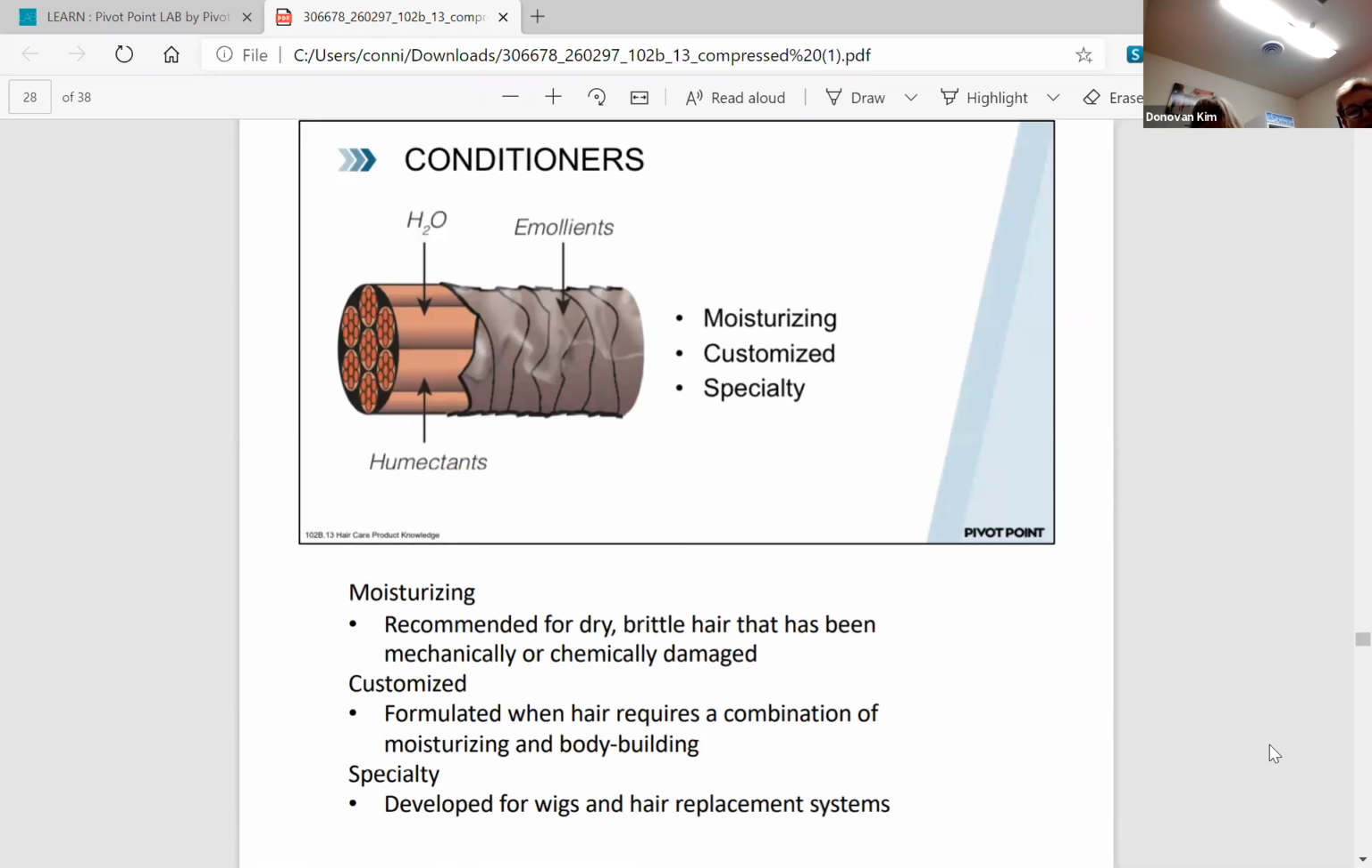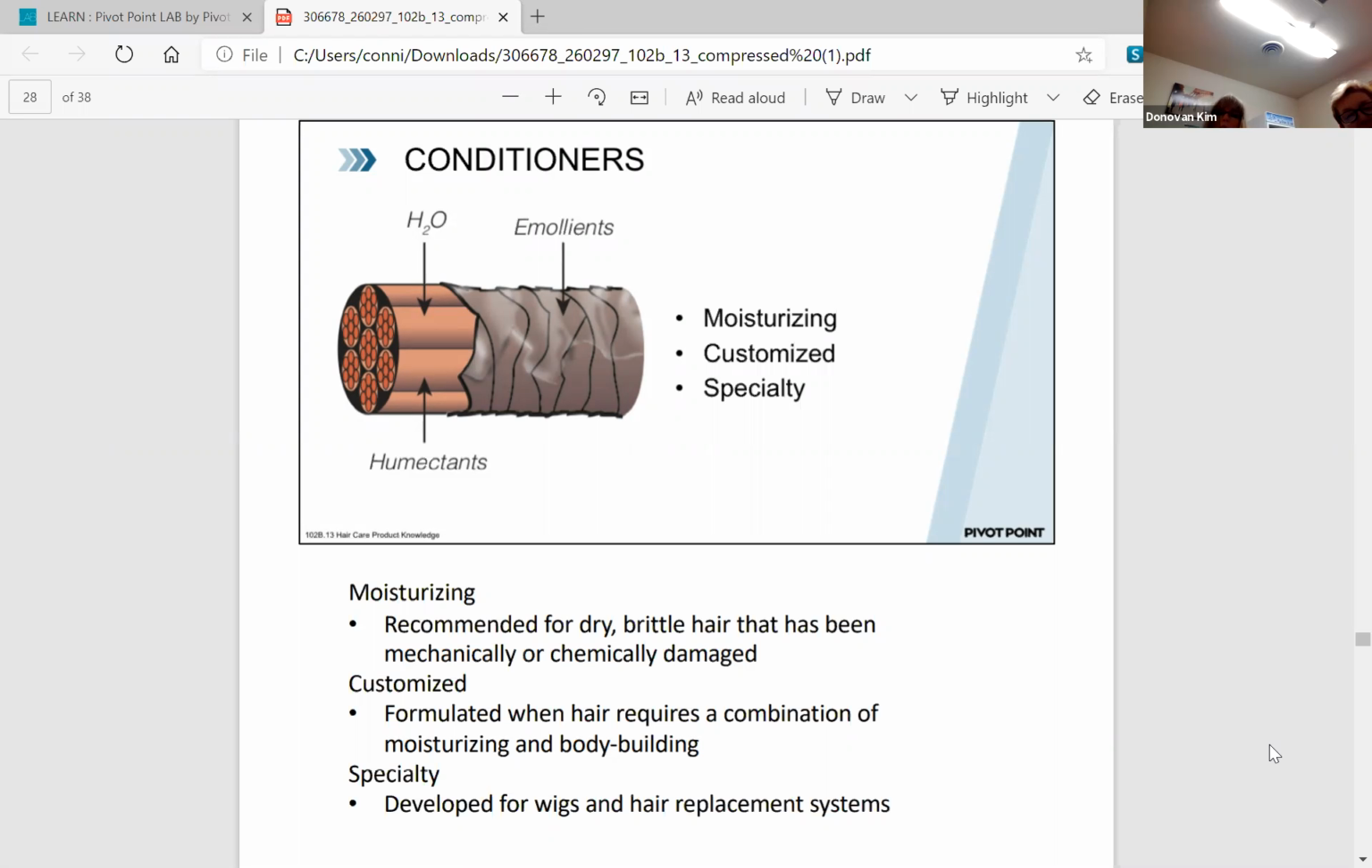Moisturizing is now recommended for dry, brittle hair or hair that's been mechanically or chemically damaged. So dry hair to begin with, and like she said, anything that we've done to the outside of it, the curling iron or the hot combs, anything like that. Customized is formulated when the hair requires a combination of moisturizing and bodybuilding, or moisturizing and reconstructing, or dandruff, one of those two that's going to come back in there.